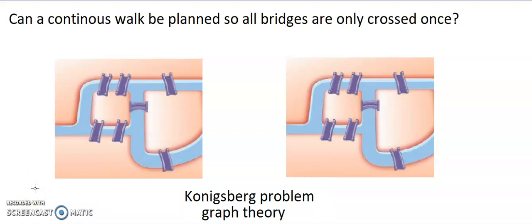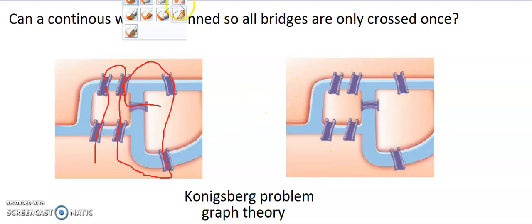This video is in regards to graph theory, which is the beginning of networks. So networking and graph theory originated from the Koenigsberg's problem. Can a continuous walk be planned so all bridges are only crossed once? If I try to cross in this problem here, I'm going to have to cross over a bridge a second time to cross every single bridge.